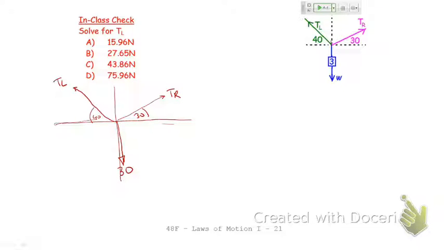So there's my setup, and now what I'm going to do is say, what do I want to find? What do I want to find? T left.